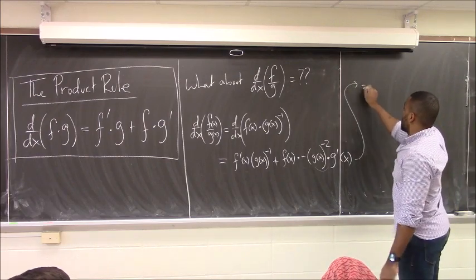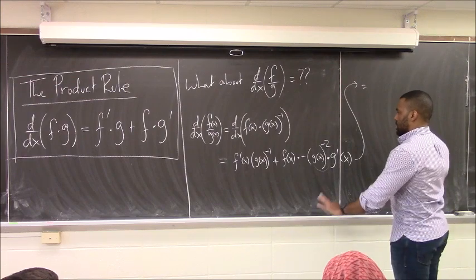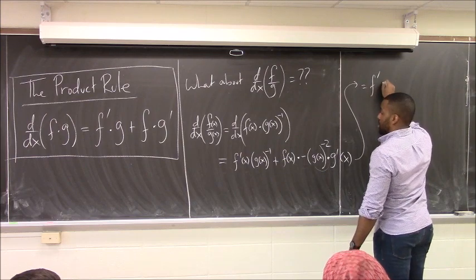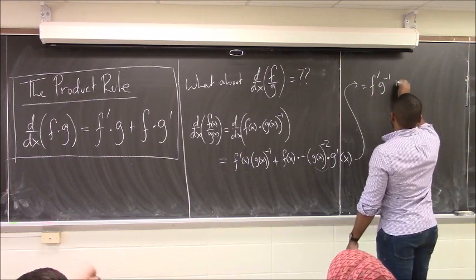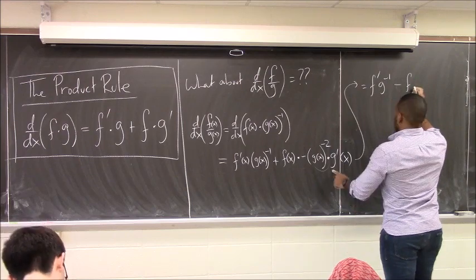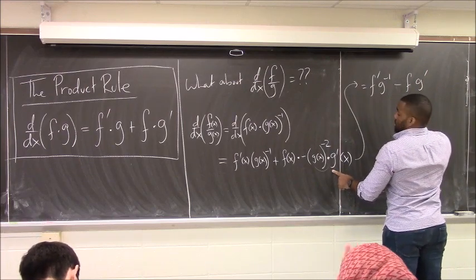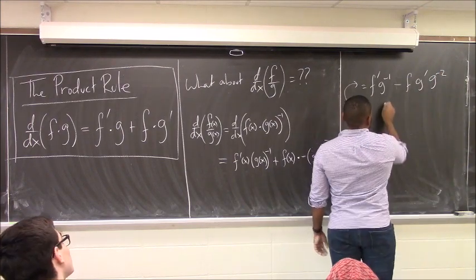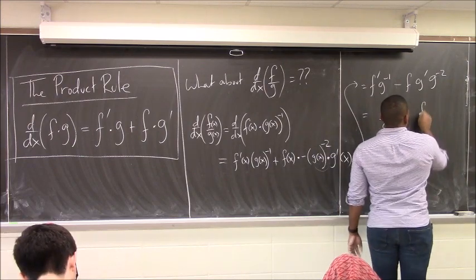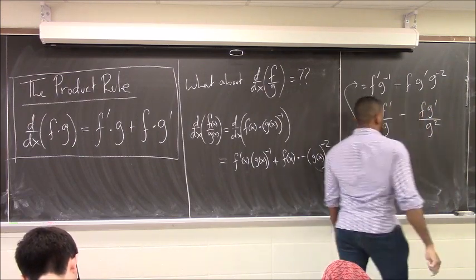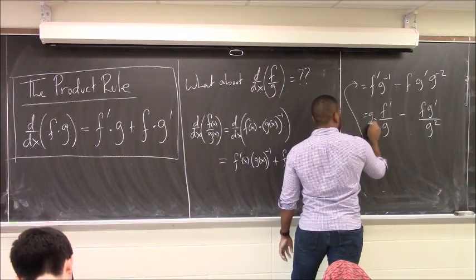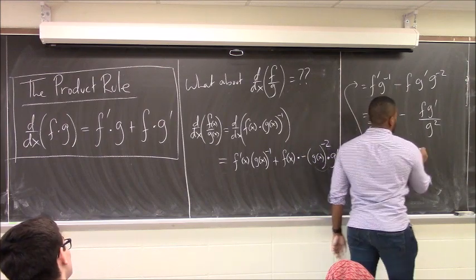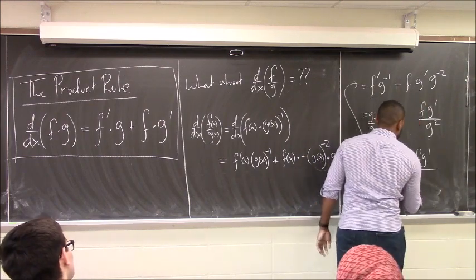Now this, let's just write it a little bit nicer. And let's just clean things up a little bit. I'm not going to write the of x, because we already know. OK, so this is f prime times g to the minus 1 minus f g prime times g to the minus 2. I can write these as fractions. This is f prime over g minus f g prime over g squared. We can combine these by creating a common denominator, multiplying by g over g. So I end up with f prime g minus f g prime all over g squared.